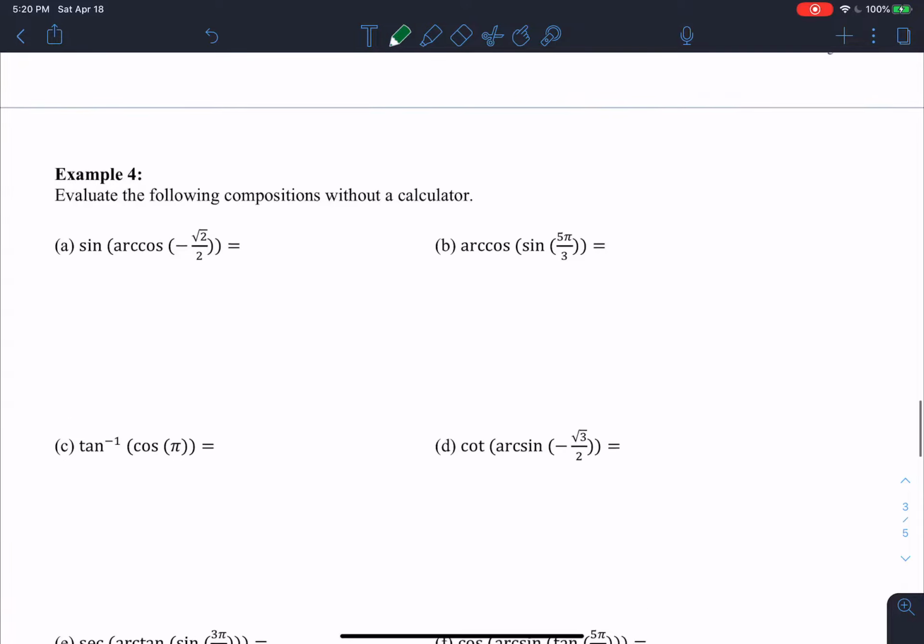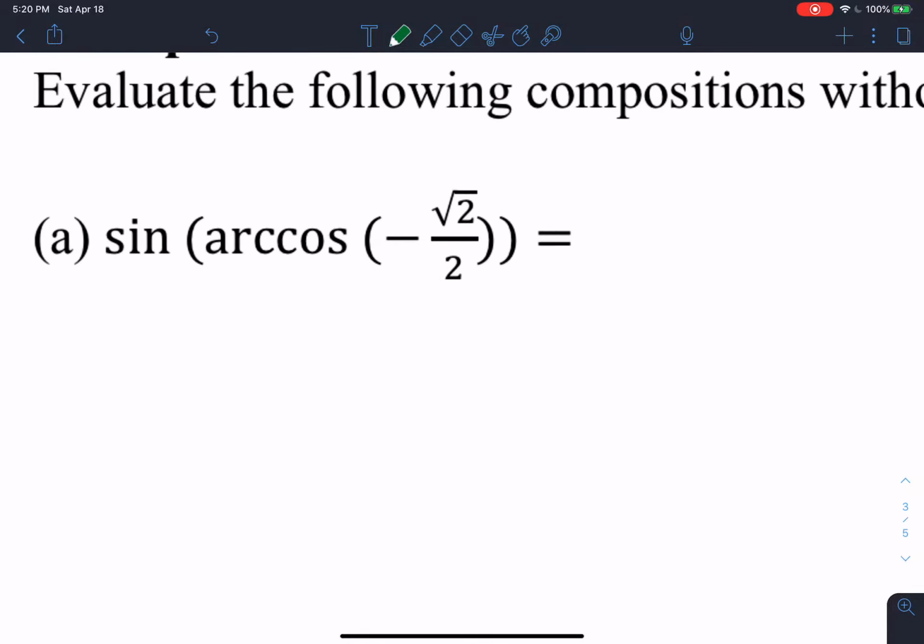All right, so just a couple more. Now we're going to throw in maybe not the same function and inverse with each other. Going to mix it up a little bit.